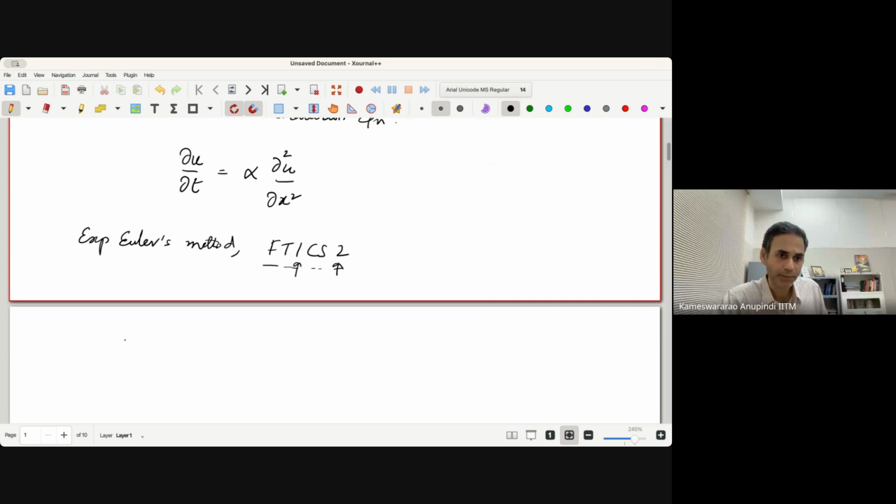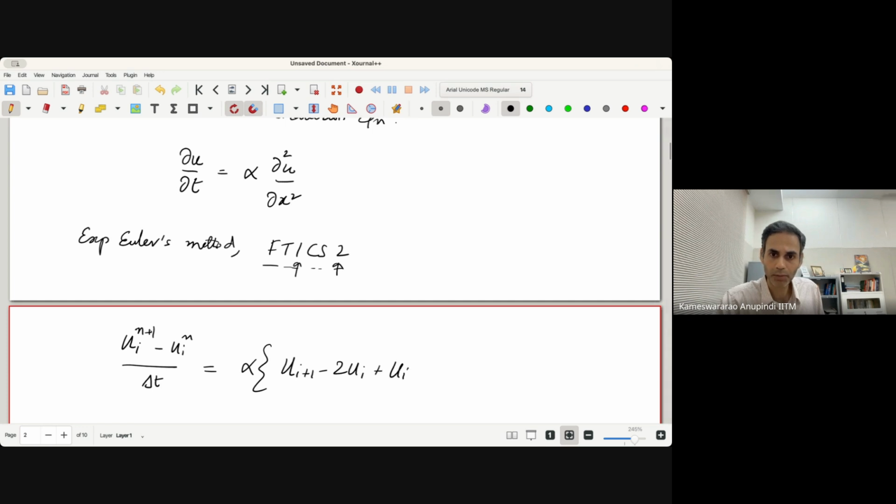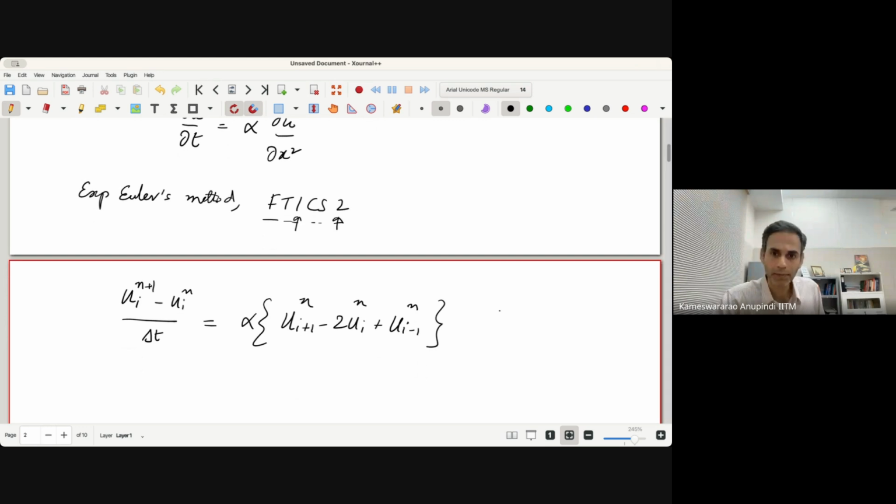This is basically u_i^(n+1) minus u_i^n divided by delta t equals alpha times u_(i+1) minus 2 times u_i plus u_(i-1), all of them obtained at time level of n. So this is your explicit Euler scheme.